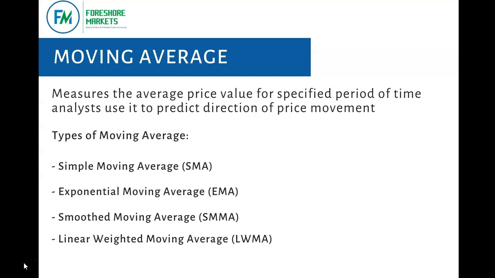All right. Like I established in the previous video, the moving average is a trend indicator. Personally, the moving average is my most preferred trend indicator for analysis. So what does the moving average do? How does it get its data? Basically, it measures the average price value for specific periods of time, and analysts use it to predict the direction of price movement.